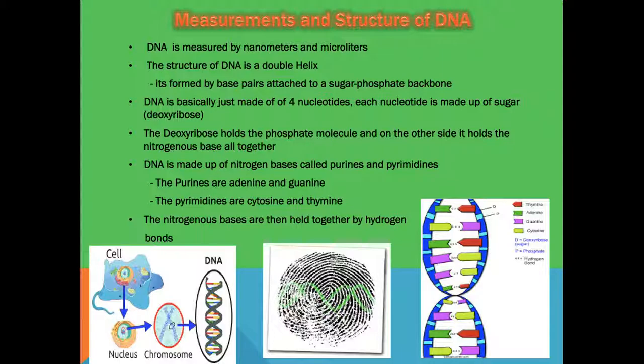And in the very left bottom picture, you can see how you get to the DNA. And on the very right, it shows where the hydrogen bonds are in the middle and how they hold thymine and adenine together and guanine and cytosine together. And it shows the deoxyribose and phosphate all together.